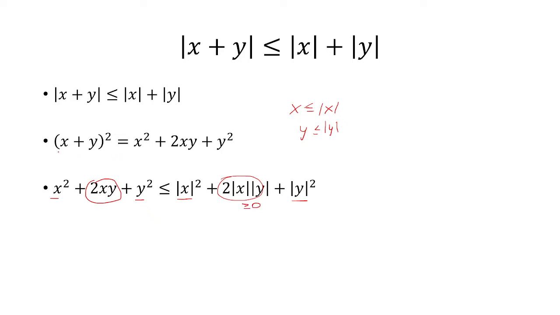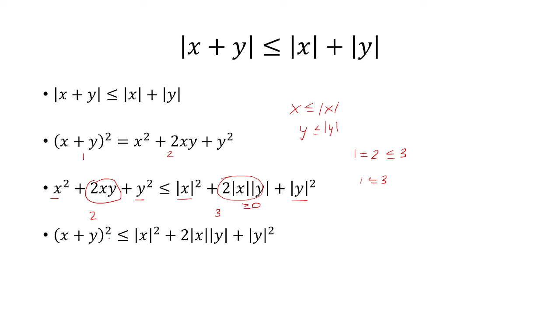Okay, now we started off with (x + y) squared. We'll call that equation 1. We simplified it to equation 2, which is x squared plus 2xy plus y squared. And we found that to be less than or equal to this, which we'll say equation 3. So we have 1 is equal to 2, which is less than or equal to 3. That means 1 has to be less than or equal to 3. So (x + y) squared is less than or equal to the absolute value of x squared plus 2 times the absolute value of x times absolute value of y plus absolute value of y squared.